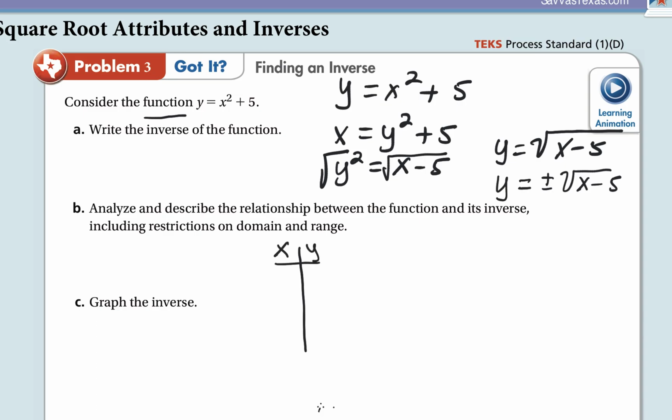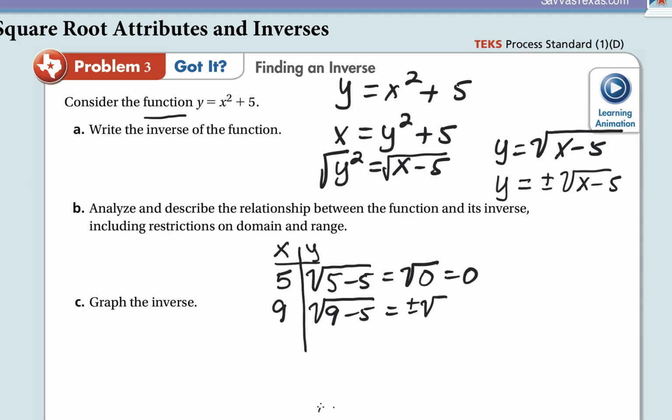So I notice that I'm going to use 5 because 5 minus 5 is 0. We have x minus 5 equals 0, and the square root of 0 is 0. The next one we're going to use is 9, because if we replace the x with 9, we have 9 minus 5, which is 4, so we have plus or minus square root of 4, which gives you plus or minus 2.